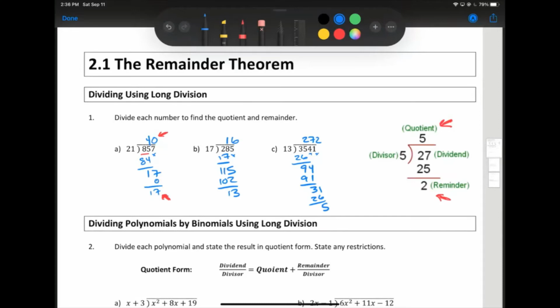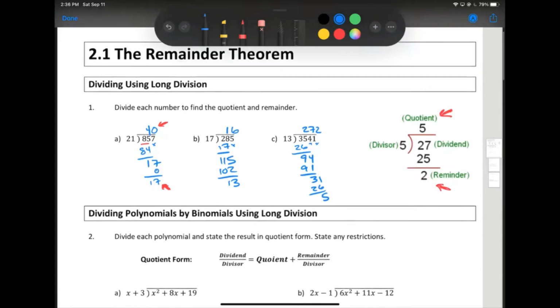All right, so that's how long division works with numbers. Again, you may or may not have done that in elementary. I think you still do, but yeah, elementary people are weird. I have no idea what they're doing these days. Now we got to see if we can do this with binomials and polynomials.